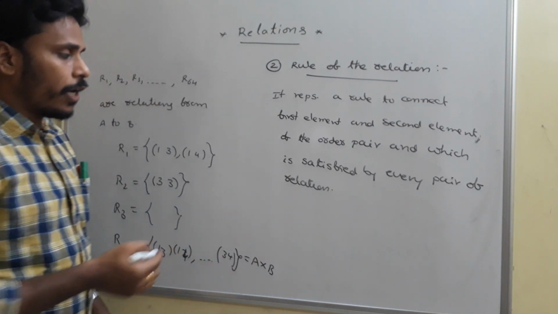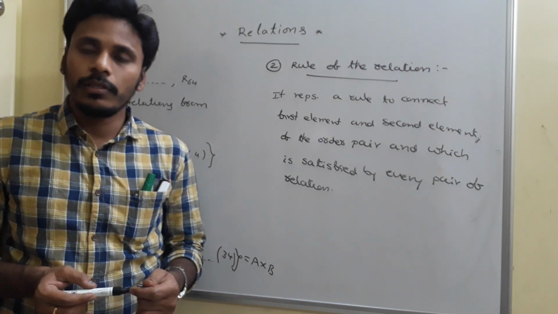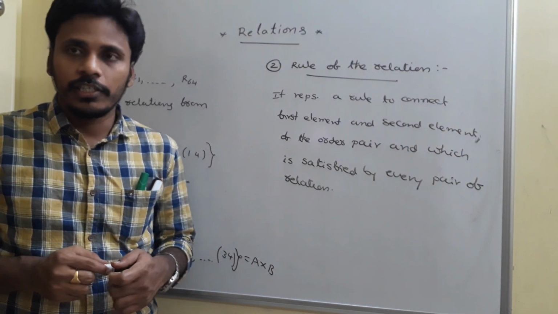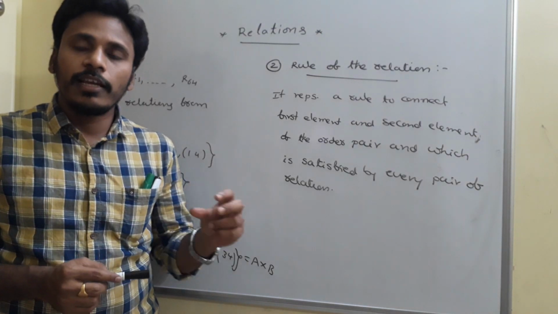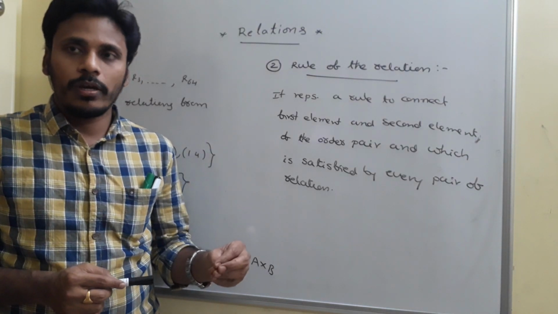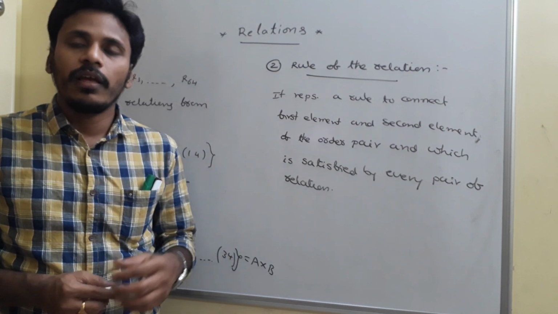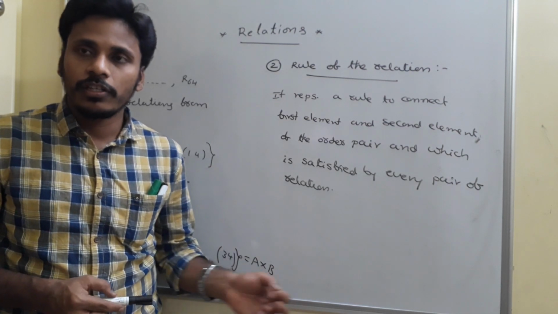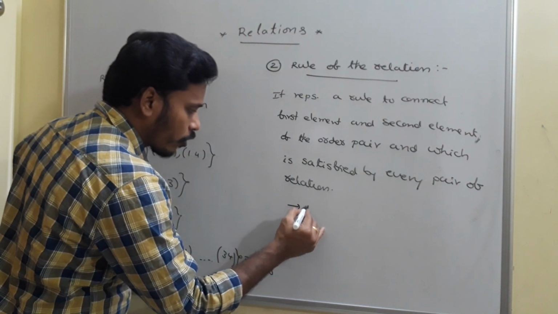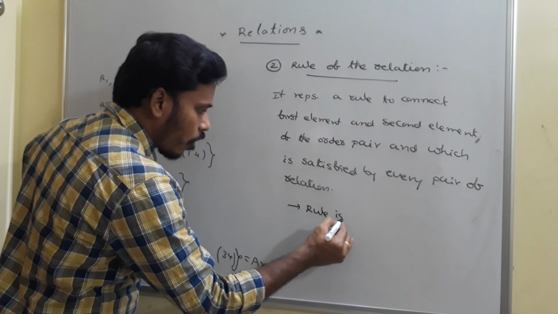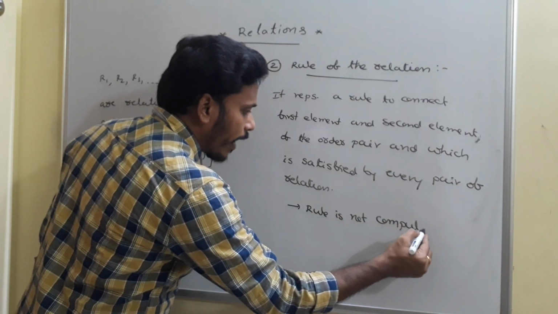Once again I am repeating, you just observe it. A rule of a relation means: suppose you take a relation, there are some ordered pairs, and if there is a property which is satisfied by every ordered pair of the relation, then we call it the rule of the relation. That rule is not compulsory. You just memorize it. Sometimes you are not able to find a rule.